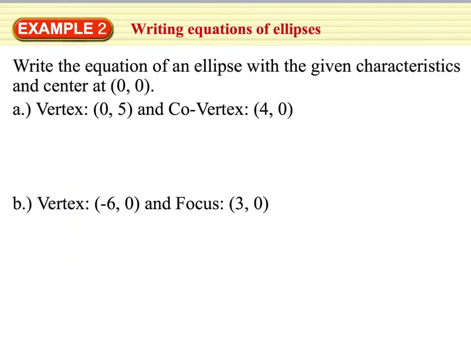And now we have example 2, where it says to write the equation of an ellipse that's centered at 0, 0 and has the given characteristics. So for part A, we know that the vertex is at 0, 5, and the co-vertex is at 4, 0.